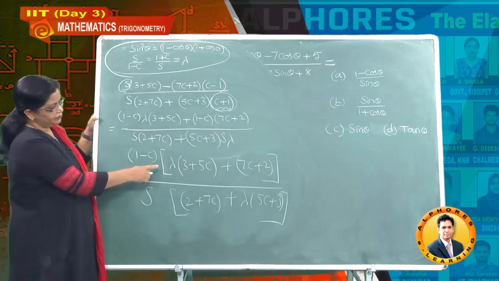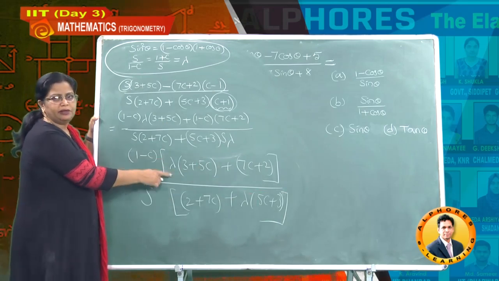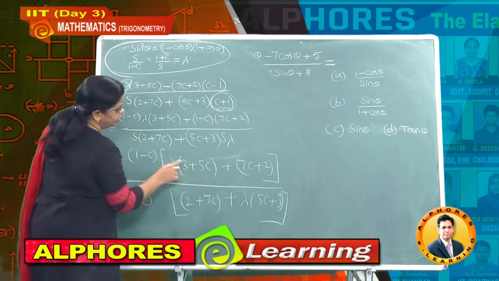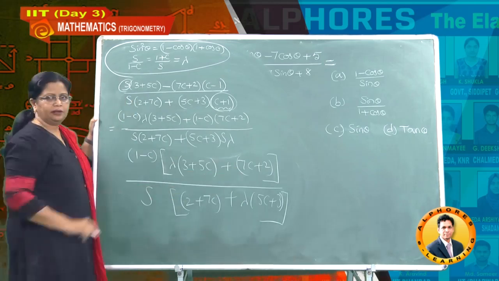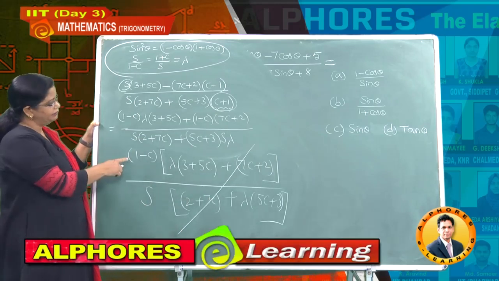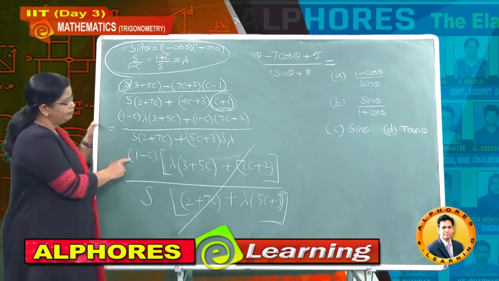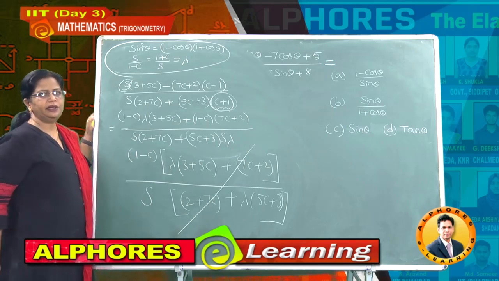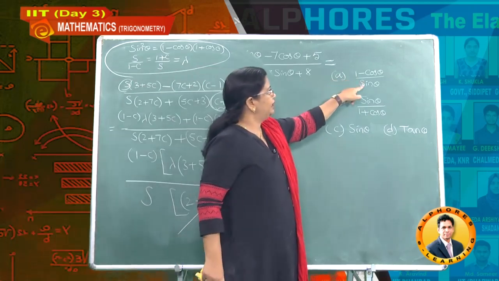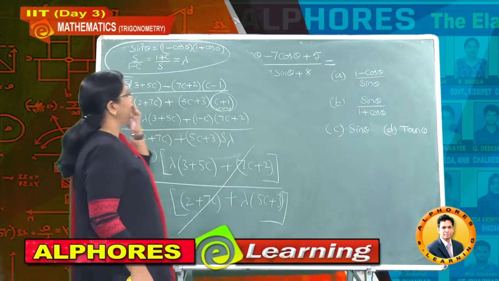See here, the bracket values both are one and the same. Understand? These two are one and the same. Lambda times here only 1. That means you can cancel this entire term. So what is the final result you got? 1 minus cos theta divided by sin theta. So this is the answer you got, 1 minus cos theta by sin theta.